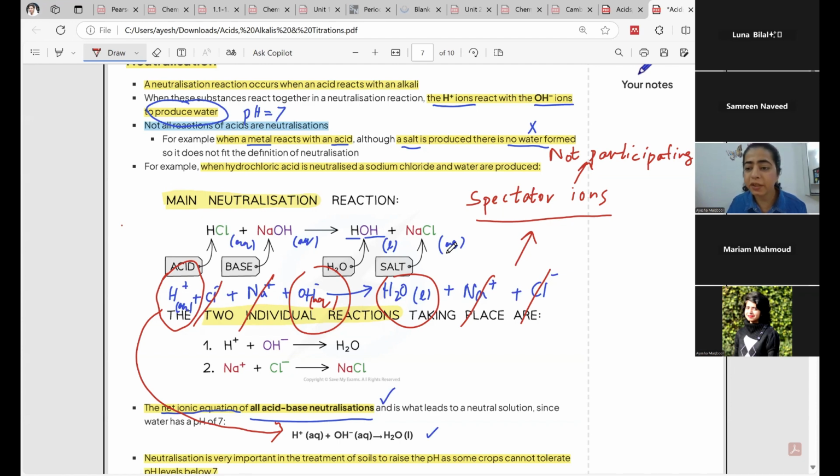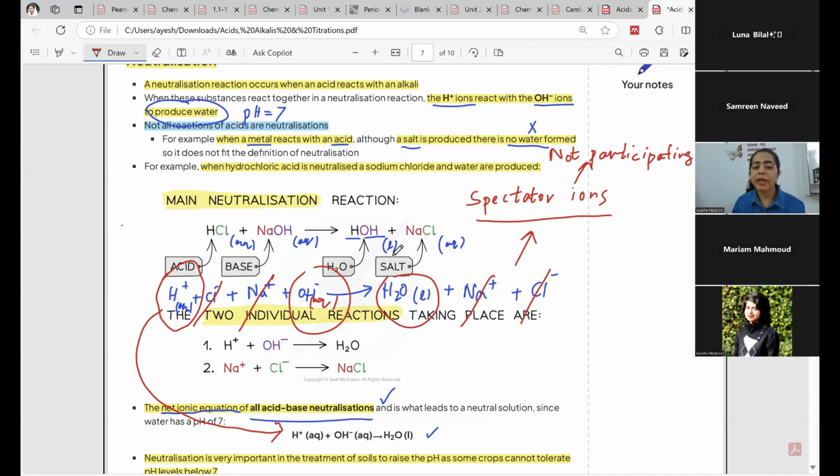In other words, they are in the solution before, they are in the solution after. They are not making anything new. So we can say they are spectator ions. They are not participating in the reaction. But H positive and OH negative ions are participating to make something new, water, with a new state, liquid.